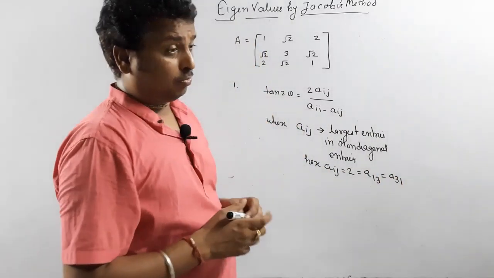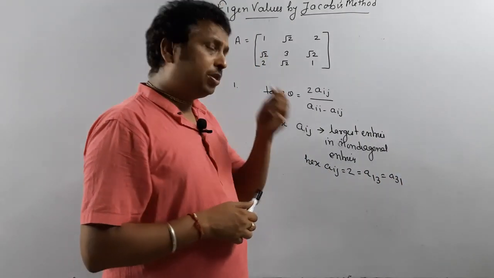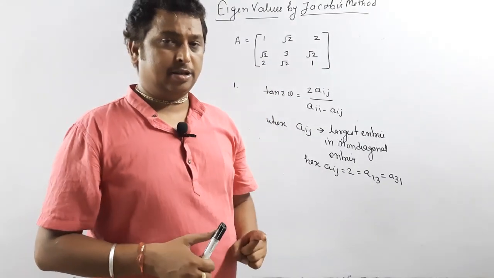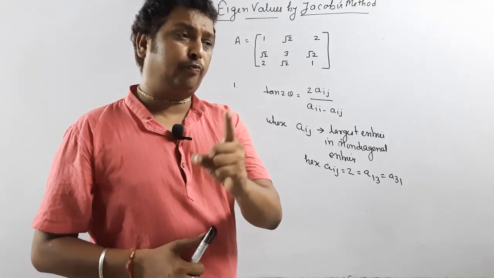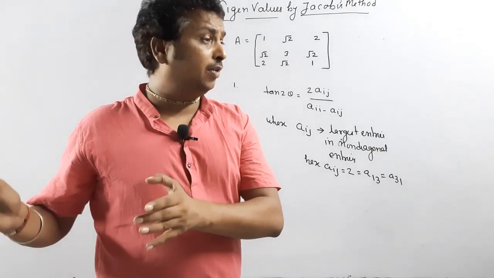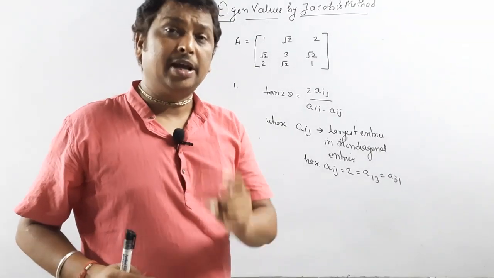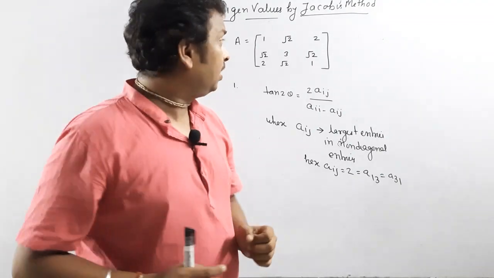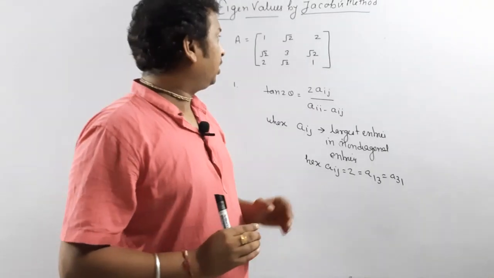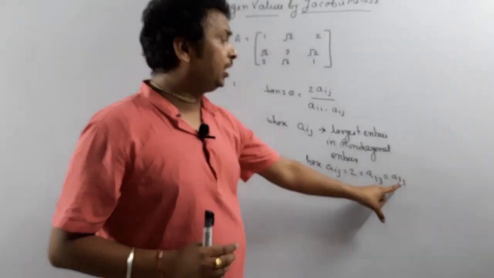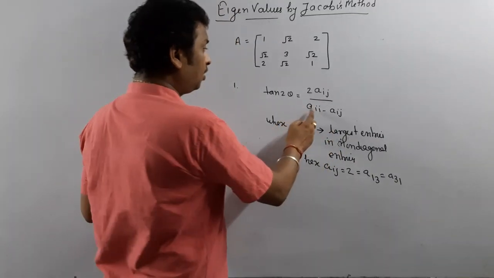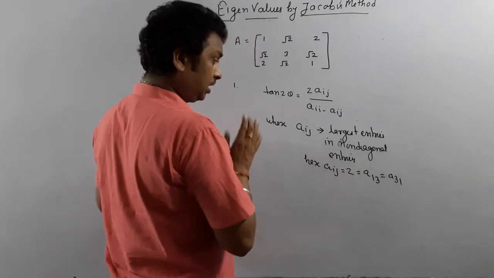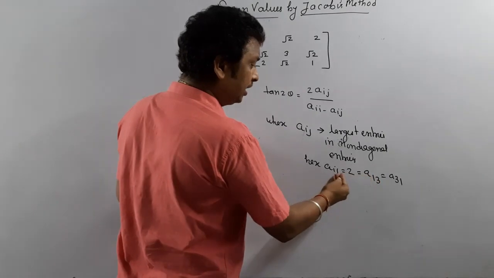Because one more important thing, Jacobi's method we use for a real symmetric matrix. So always when they ask you to find the eigenvalues and eigenvectors by Jacobi's method, they will give you a real symmetric matrix. A symmetric matrix means A transpose is equal to A. So it means always A13 is equal to A31. So what is the i value? 1. What is the j value? 3. Correct? So i value 1 and j value 3.